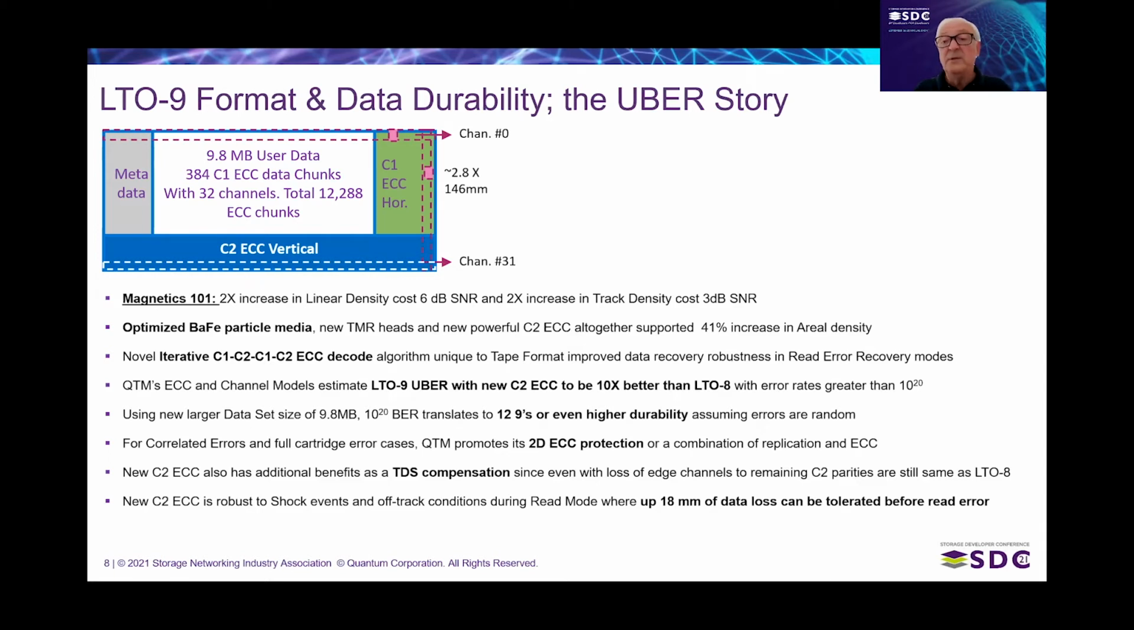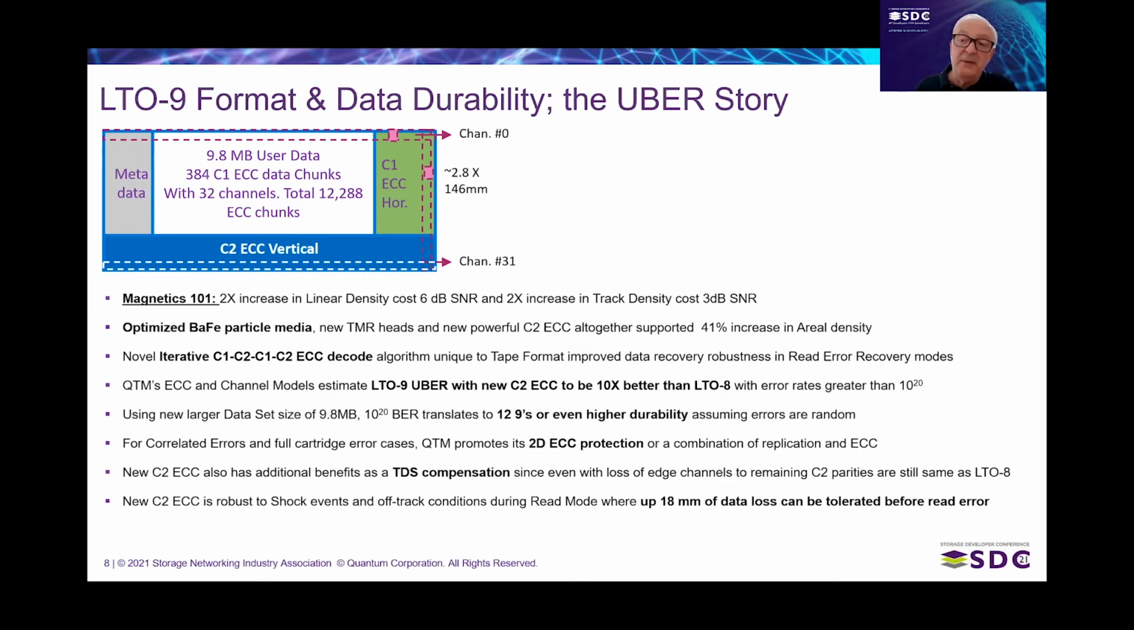So with this new C2 ECC, this is why you're able to get 10x better UBER numbers compared to LTO-8 per Quantum's modeling. And also off-track events are more robust compared to LTO-8. In LTO-8, you had half the parity, so basically now you can be more off-track, longer off-track, and be able to recover data. Is better, more robust tracking performance. Overall, it's a very highly durable, highly efficient system.